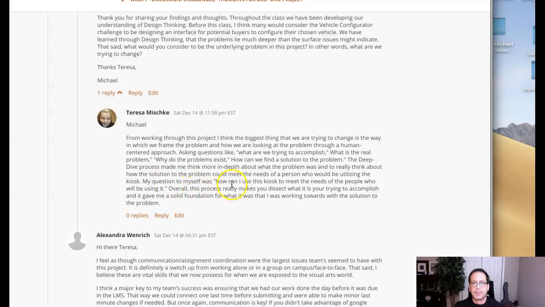And then you have your question to yourself: how can you use this kiosk to meet the needs of people who will be using it? And then to answer that question, you have to ascertain how can I use this kiosk to meet the problematic issues inherent in the car buying process as we know it in this country.